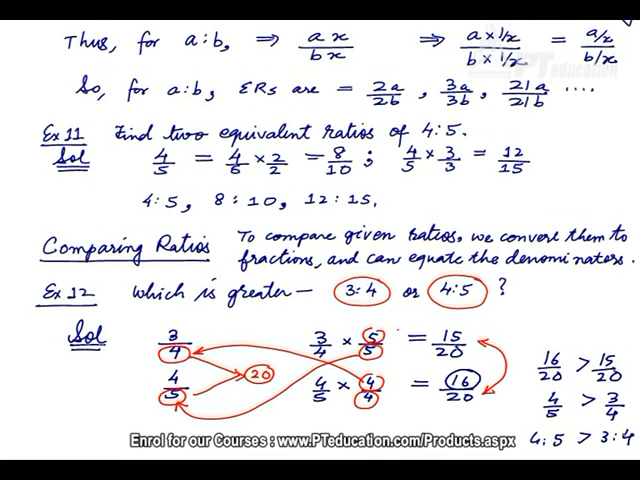And as we just saw, because these are equivalent ratios, the value actually has not changed. So we can always take the liberty of multiplying like this. So 3 by 4 actually becomes 15 by 20 and 4 by 5 becomes 16 by 20. Now we can directly see the numerator that 16 is greater than 15 and denominators are the same. Thus, 16 by 20 will be greater than 15 by 20 and hence 4:5 is greater than 3:4.